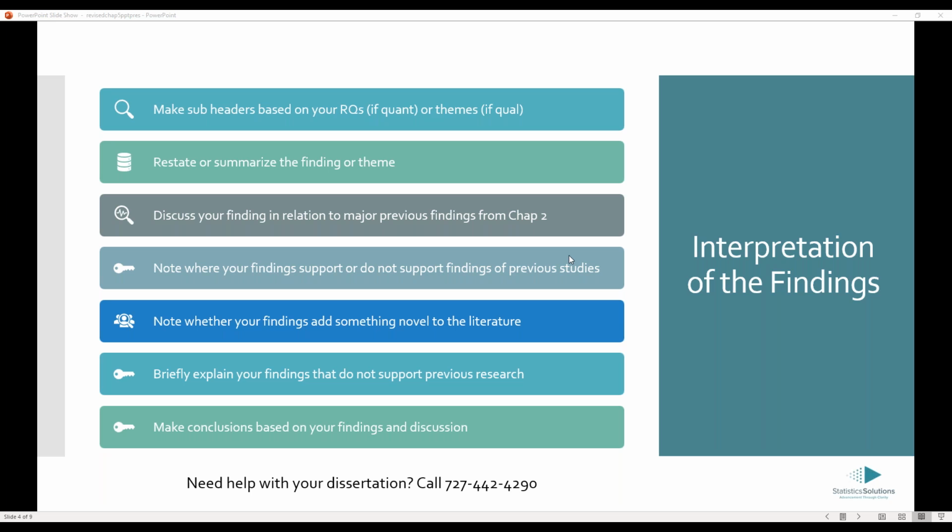So for example, quantitative, the first section, start off with your first RQ and its hypothesis, restated, and then very concisely summarize your finding on that, whether the hypothesis was supported or not. Then bring in findings on that that you covered in Chapter 2, your lit review, and discuss whether what you found supports major findings in that area, or your findings don't support major findings in that area.